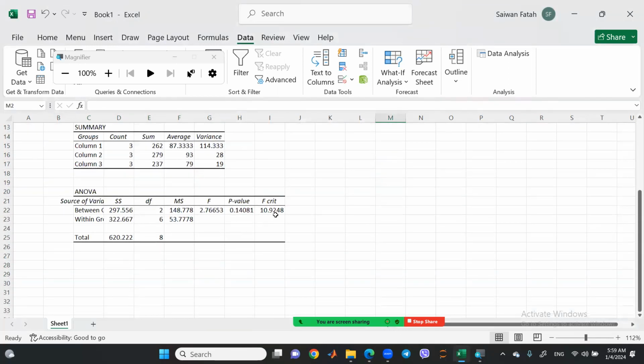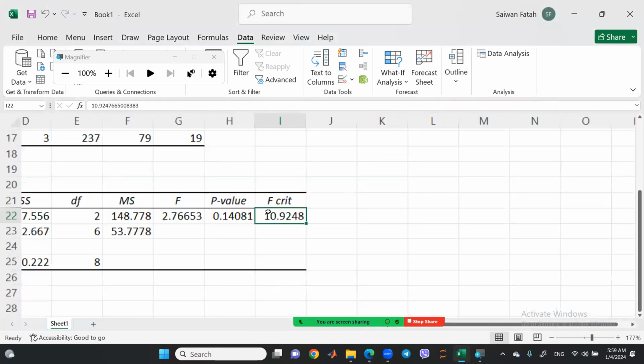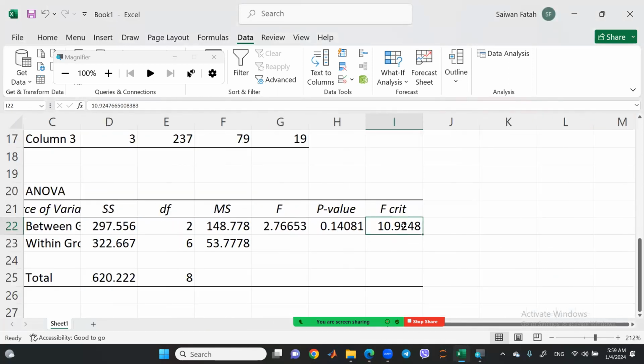Now, look, this is F calculated, which is 10.92. It is from the table, F from the table. This is F from the table, and this is F calculated that we found from the data which I gave.